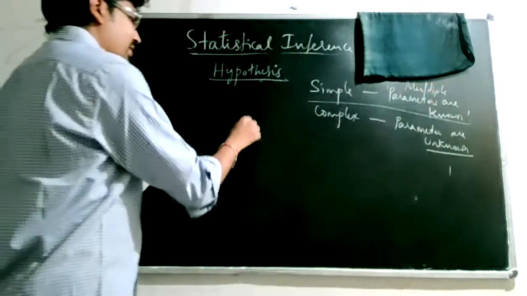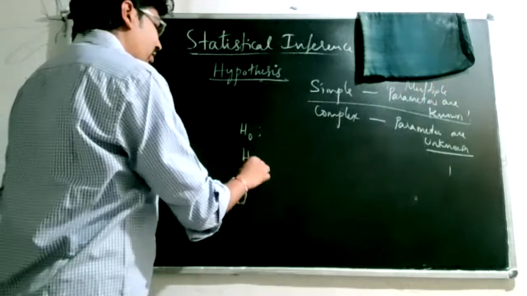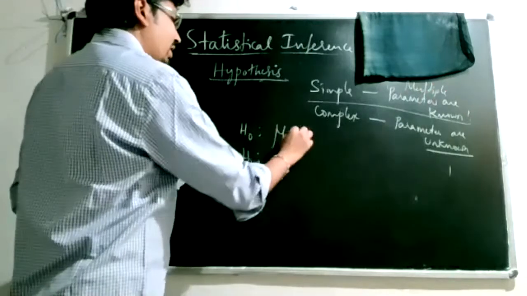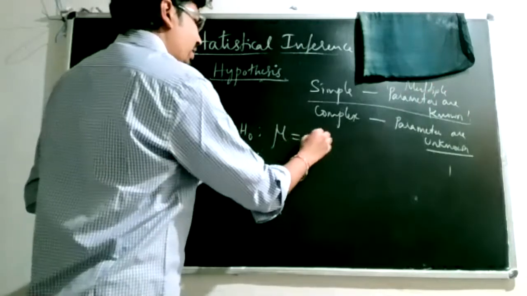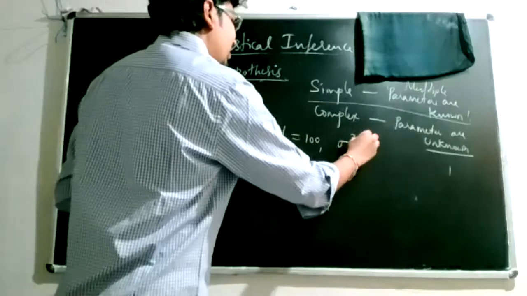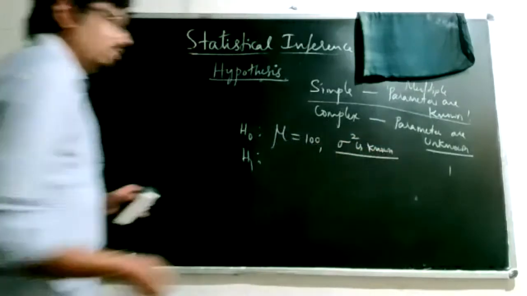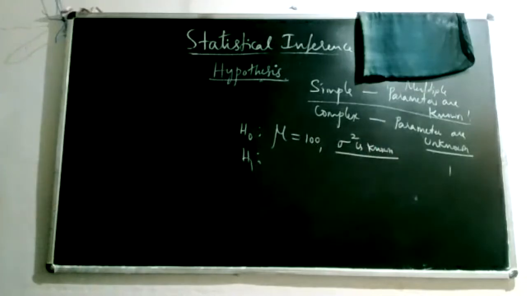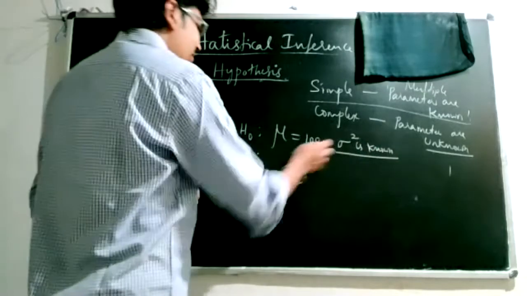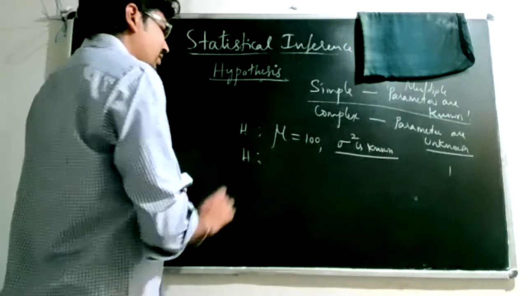A simple example could be for a normal distribution. You want to say the mean of the normal distribution is equal to 100, where you know the variance. You know this from past experience, or you know the population you are taking this from. So this is called a simple hypothesis.